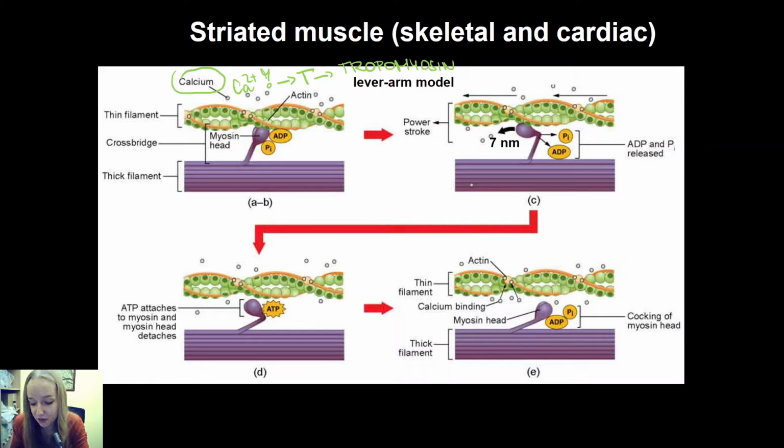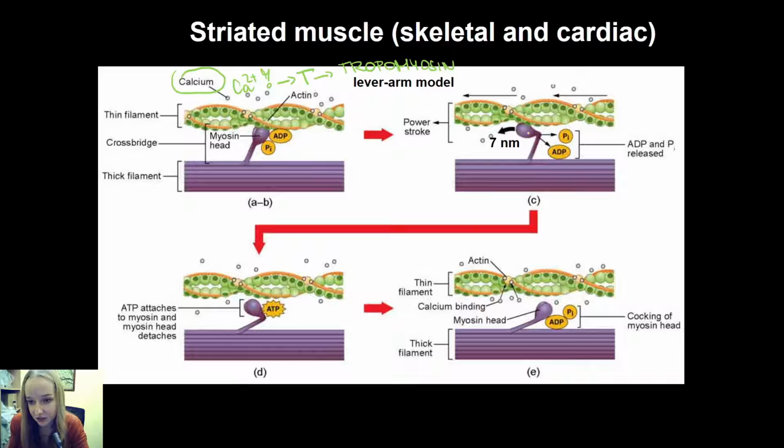ATP is bound to this myosin head, where it's cleaved to ADP and phosphate, because we have ATPase activity on this myosin head. When the phosphate and ADP are released, energy is also released in this chemical reaction. And what happens is that the head will move. So now it's attached to actin and it will move.